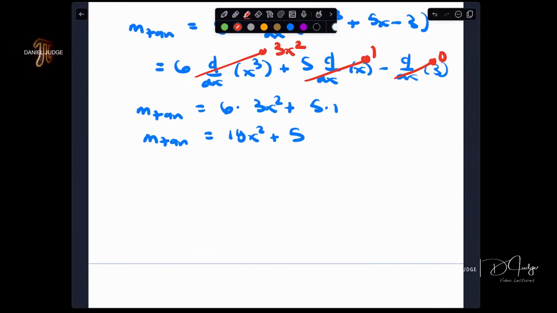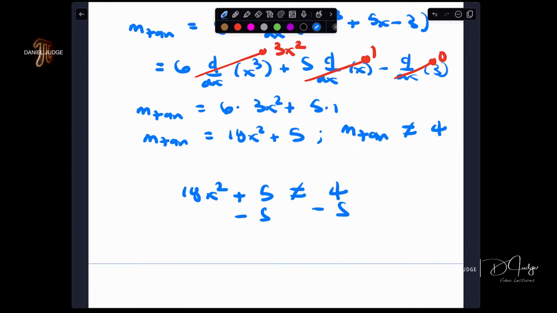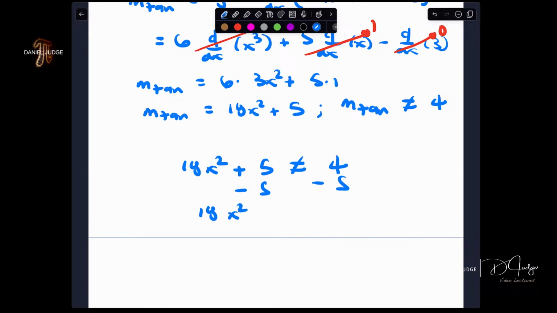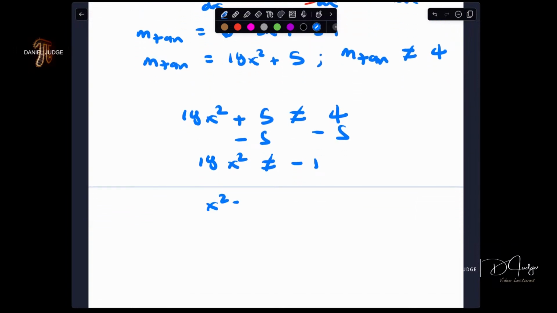So now they're saying that this thing could not equal 4. I wonder why not. Well, let's say it is 4. They're saying 18x squared plus 5 could never be 4. Subtract 5, subtract 5. I see. 18x squared could never be -1. And if I divide by 18, what they're saying is x squared could never be a negative 1 over 18.